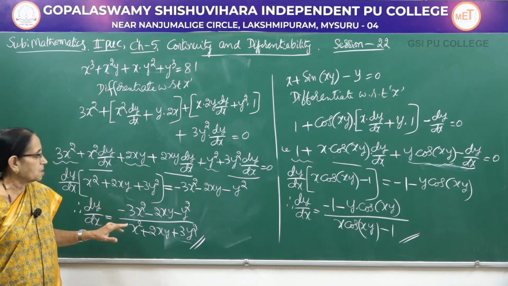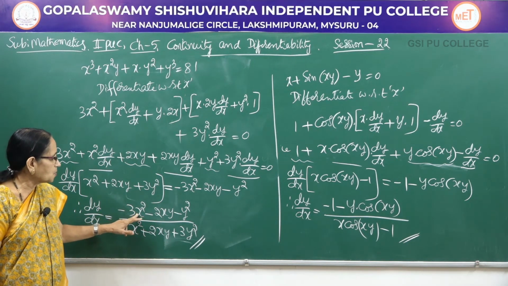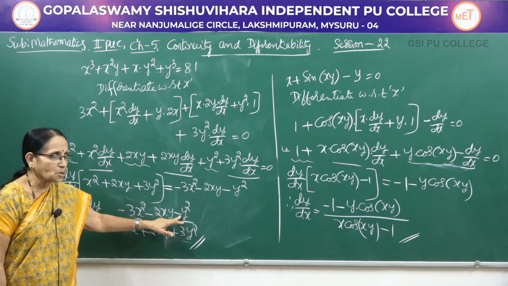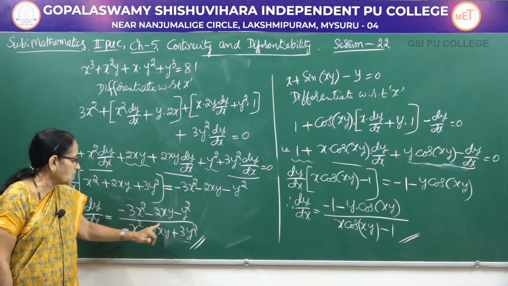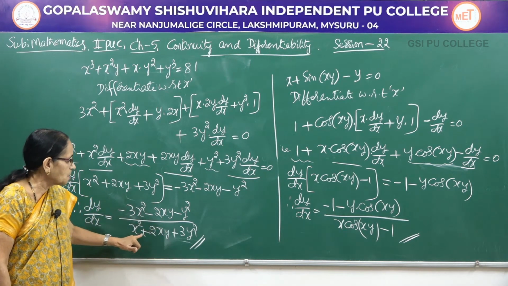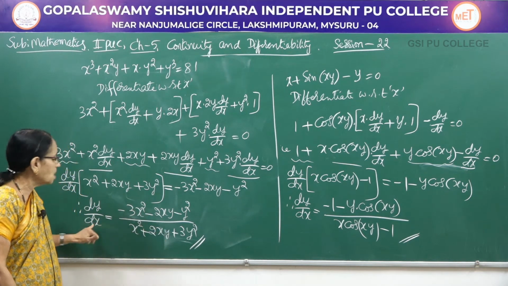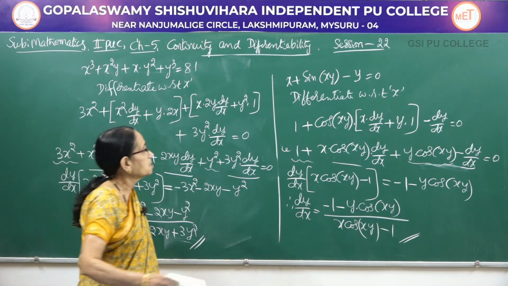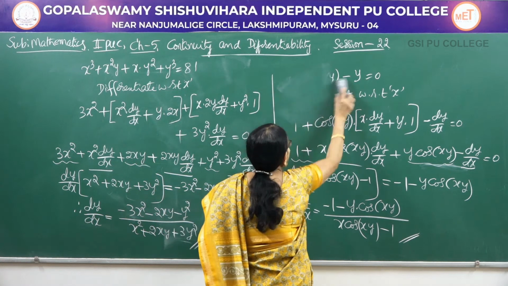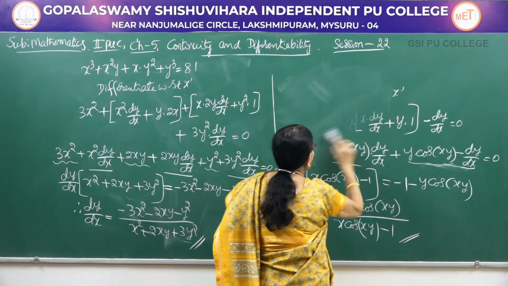So this is the answer here. Minus of 3x square plus 2xy plus y square, or you can write minus 3x square minus 2xy minus y square, whole thing divided by x square plus 2xy plus 3y square. That's the value of dy by dx. So this is how you have to calculate the derivative.